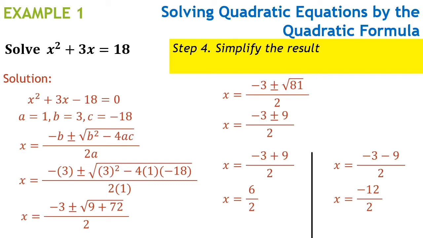So from here, it is very clear that we are going to divide the fractions: 6 divided by 2 and negative 12 divided by 2. And the answers are x is equal to 3 and x is equal to negative 6. Do you follow? Very good.